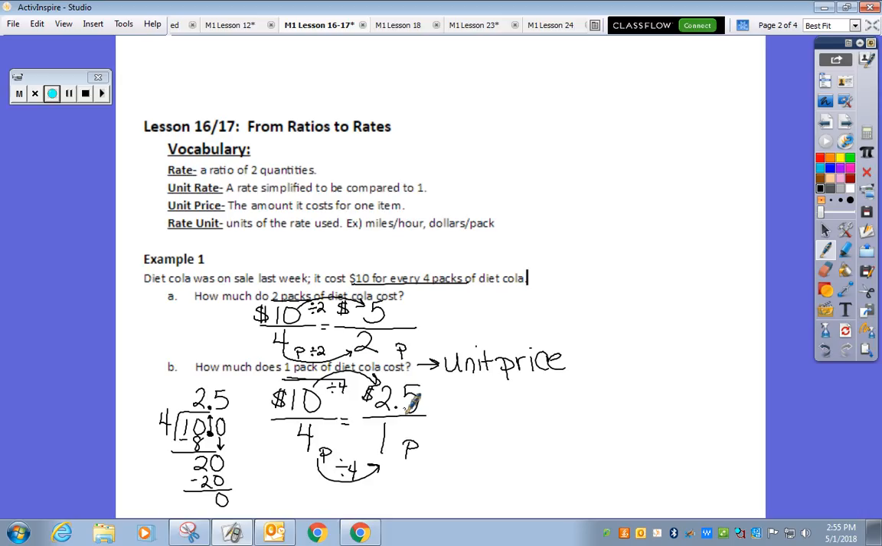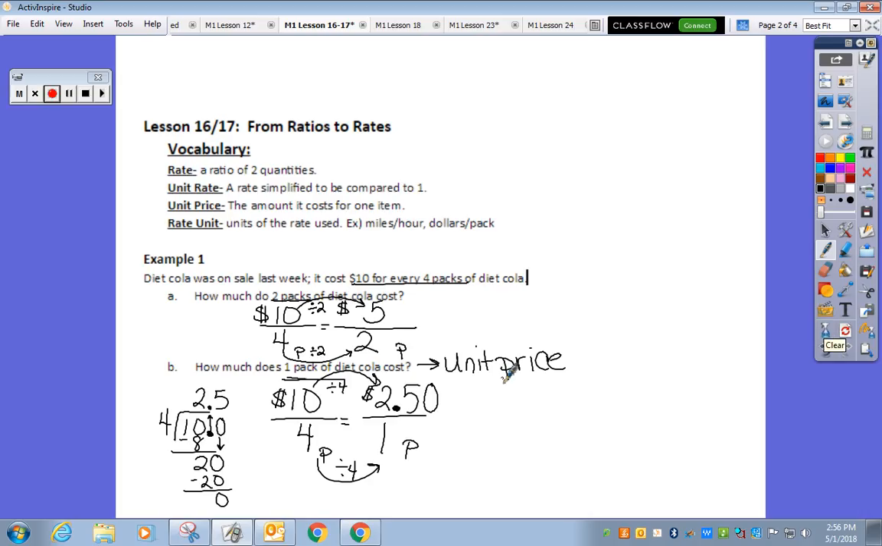Now typically in money we don't say, oh, I'm carrying around $2.5 in my pocket. We usually with money go out to the hundredths place. So in order to make this go to the hundredths place, I'm just going to attach a 0 on the end. It's not changing that value because, again, we have a decimal point. So if you have a decimal, you can attach zeros to the end of the number and it won't change its value. So it's $2.50 per pack. Okay? And that, again, is a unit price.